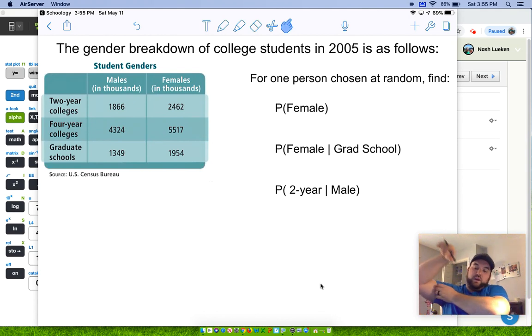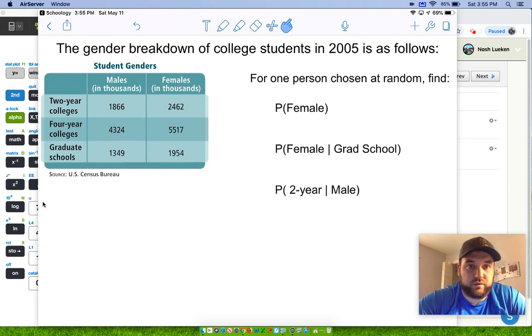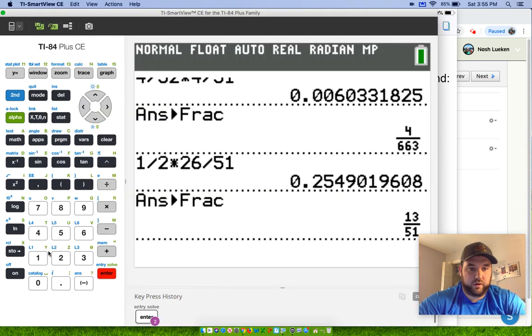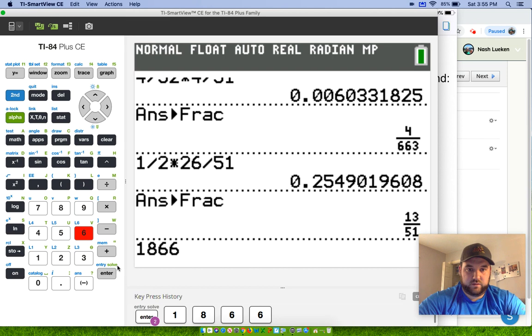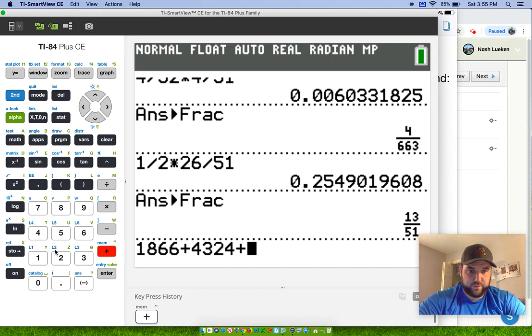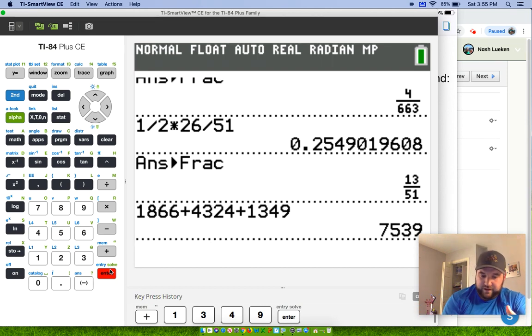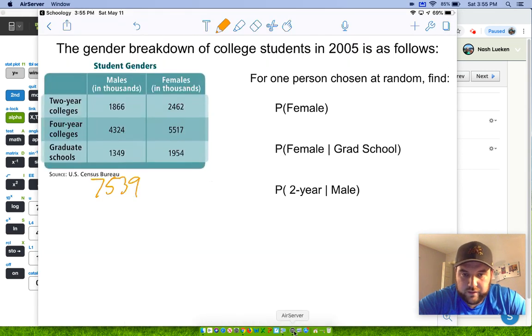So one person chosen at random, find the probability that they are female. Now, there's no given event there, which means I am picking from everybody. So I need to take some time right now and figure out some totals. I'm going to add up all the males first: 1866 plus 4324 plus 1349. It gives me 7539. This gives me the total of all the males that were in college in '05.